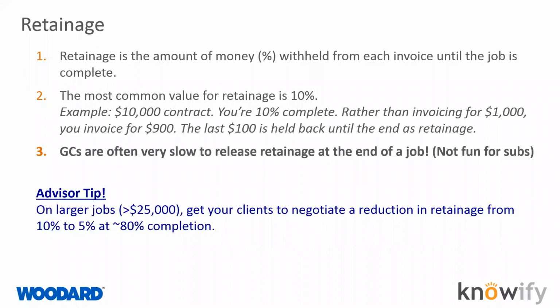You as advisors should talk to your commercial sub clients, and many of your contractor clients in the trades or specialty contractors probably do some commercial work, and see if you can get them to negotiate for a reduction in retainage from 10% to 5% at 80% completion. It's actually fairly common, especially for larger contractors.